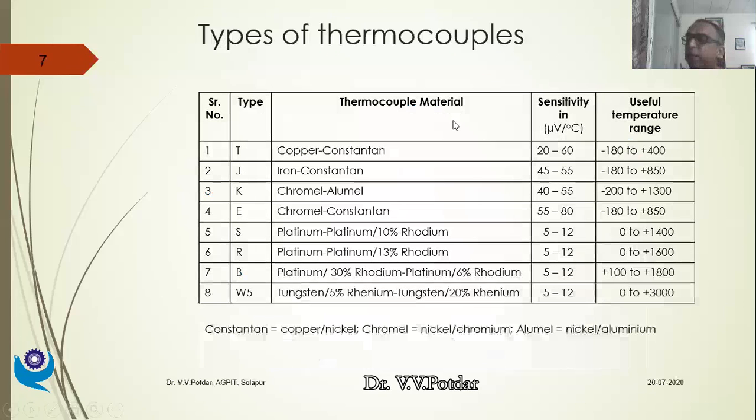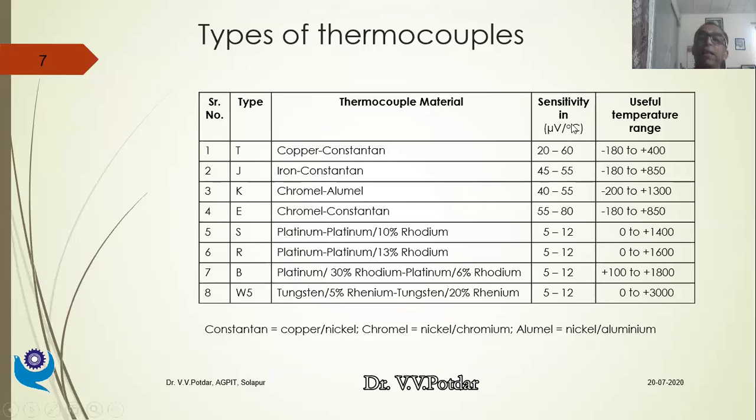Let us see a few more details of the types of thermocouples. The materials used, the types, we need to remember because in MCQs they might ask what the types of thermocouples are. We have J, K, T, E type, S type, R type, B type, and W type. So we need to remember these. T type is the copper constantan alloy. These are the dissimilar metal combinations they use.